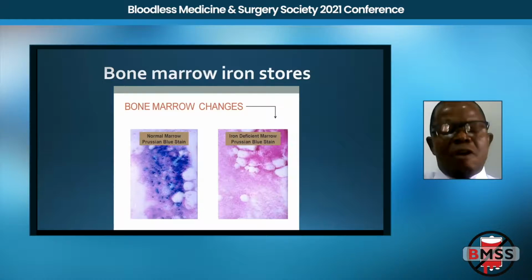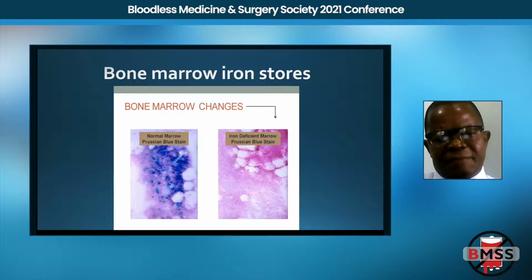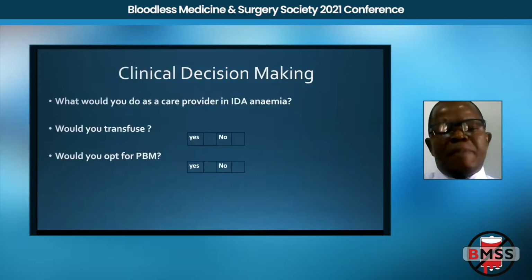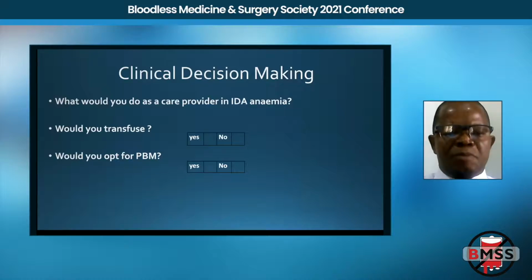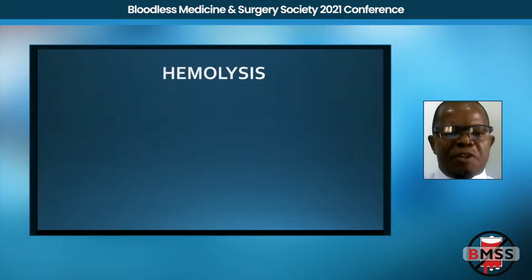So having said this, what would be best to replace in this patient? Is it blood or iron? So, time for clinical decision making in iron deficiency anemia. What will you do? Will you transfuse, or will you opt for patient blood management? Look for the cause of the problem and then address it adequately. Next slide, please. So, hemolysis. Next slide, please.